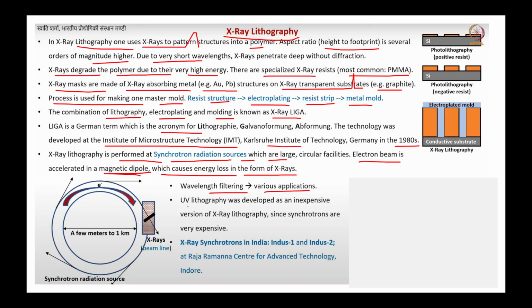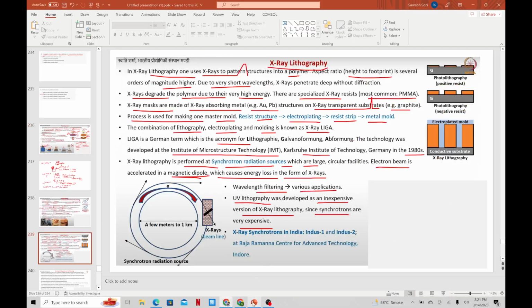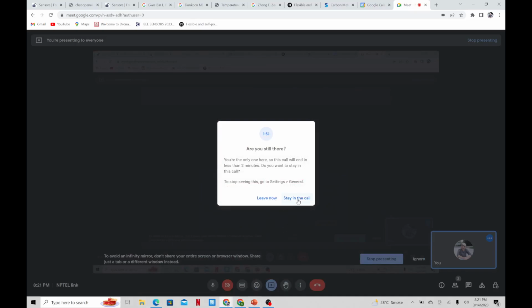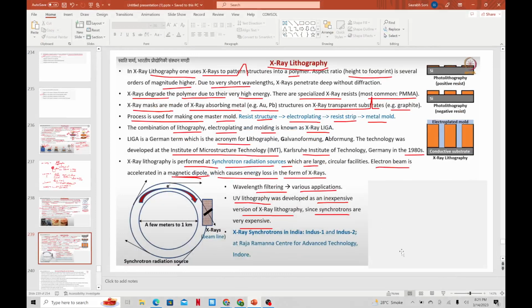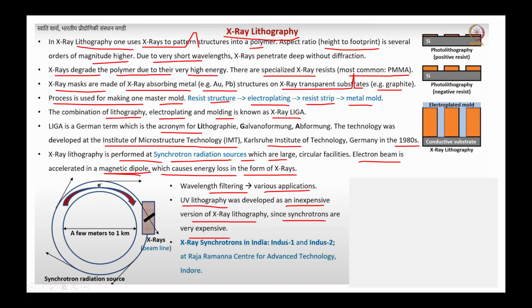Apart from X-ray lithography, as I have explained, UV lithography was developed as an inexpensive version of X-ray lithography, since synchrotrons are very expensive and highly maintained. It is not always possible to maintain such kind of instrument.